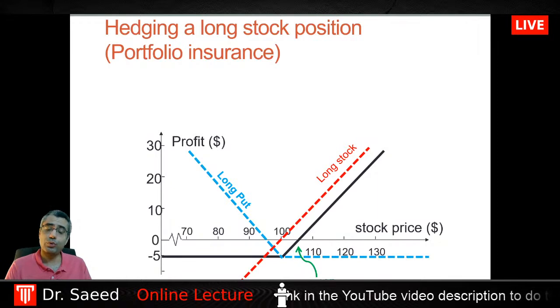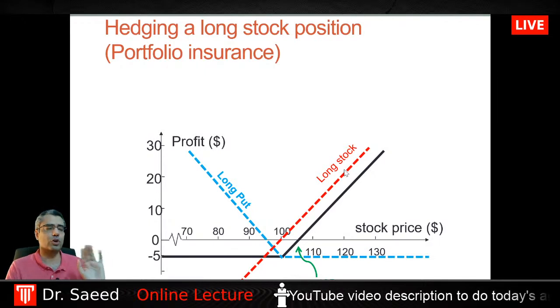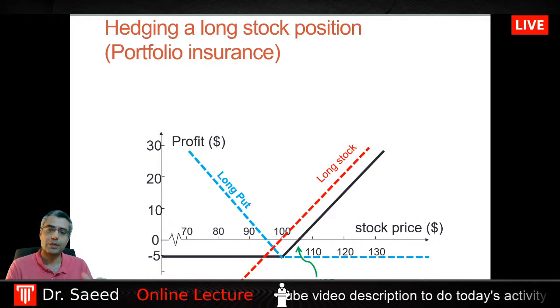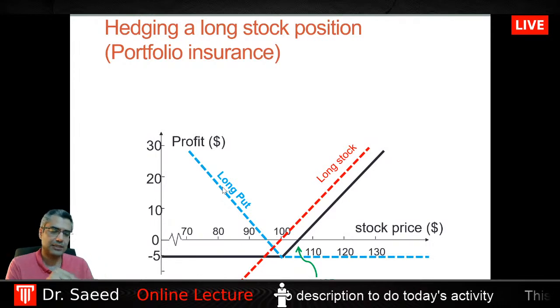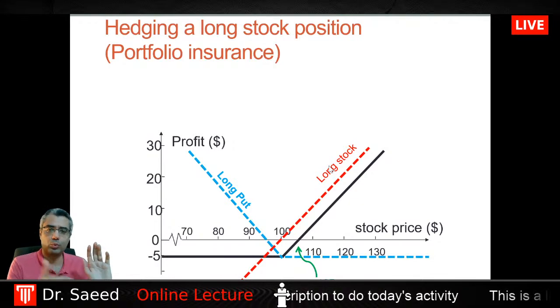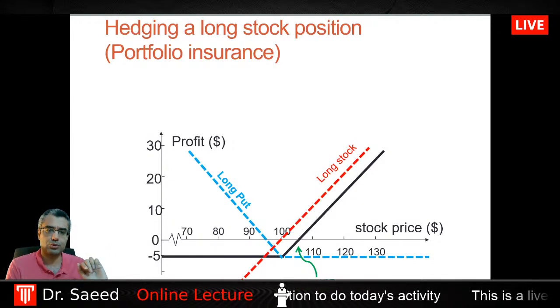It's called portfolio insurance. How? You already are long stock, means you already bought stock. Now your concern is in the next 3 months the price of the stock drops. So you can hedge. How? You just long put. On the same underlying asset, let's say it's Apple stock, you already bought Apple stock, and you're worried the price will go down in the next 3 months. So at the same time, you long put.